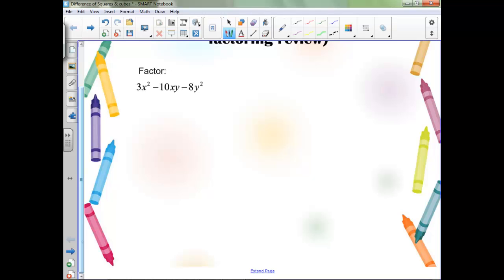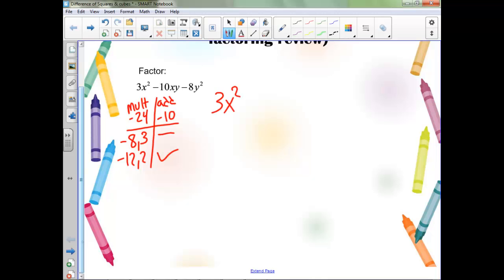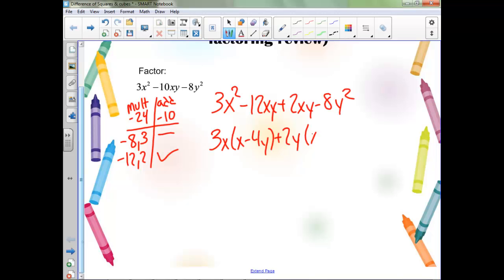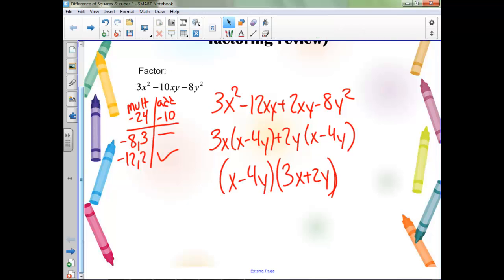So remember, we want to find two numbers that multiply to negative 24 and add to negative 10. So we've got 3x squared minus 12xy plus 2xy minus 8y squared. And that's factored.